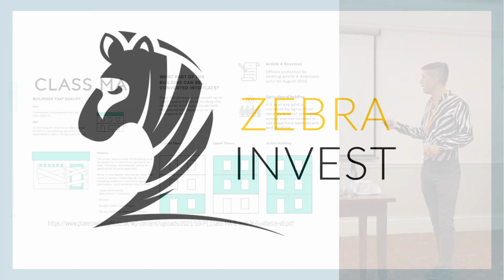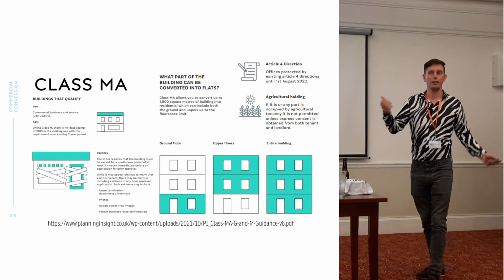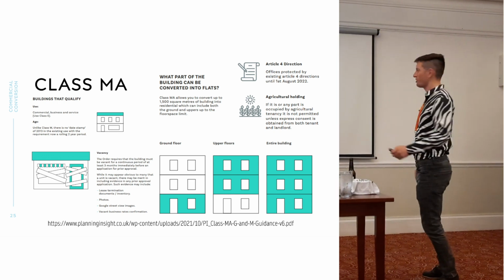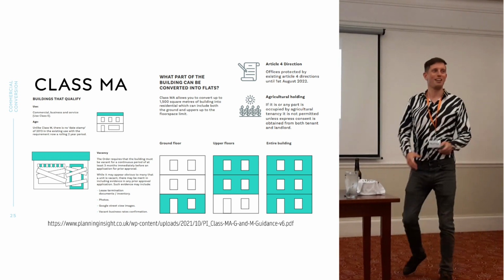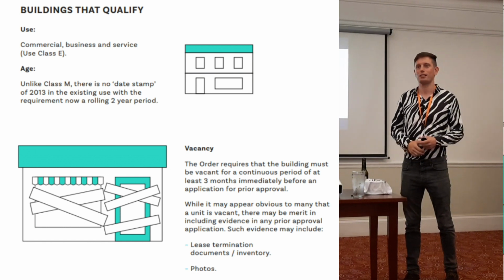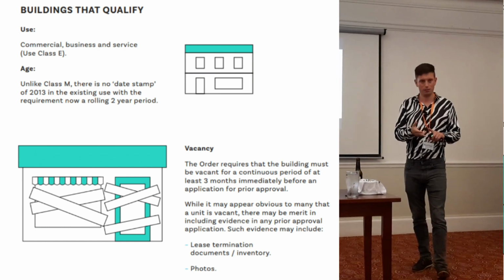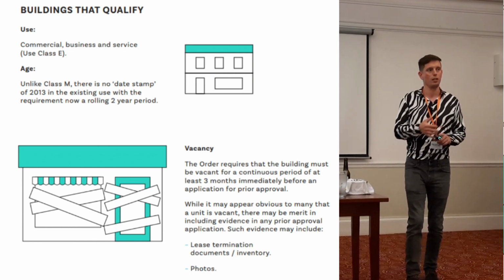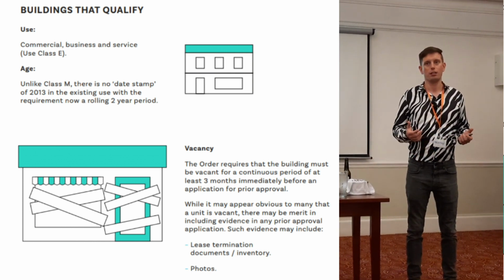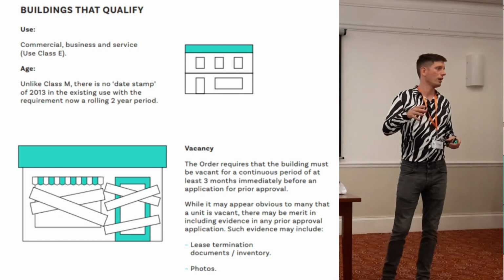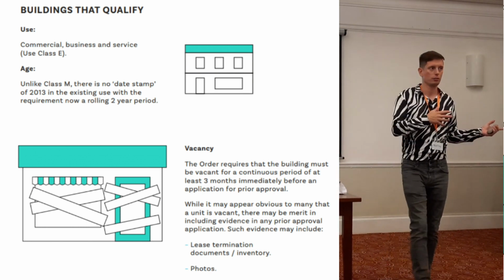So Class MA is anything you can use Class E. Anyone know what that is? Sure. I can just talk at you for longer, that's fine. So Class E is typically going to be something like a shop, it could be financial services, estate agents, hairdressers, restaurants, offices, and also light industrial, and they can be converted over to residential.